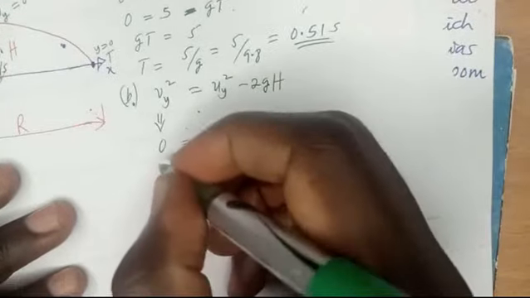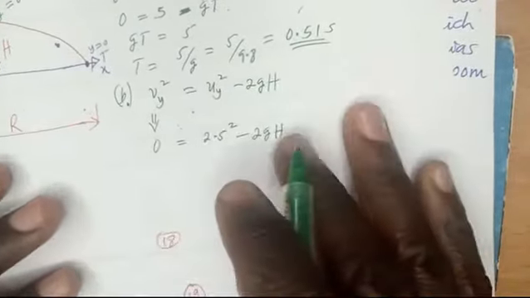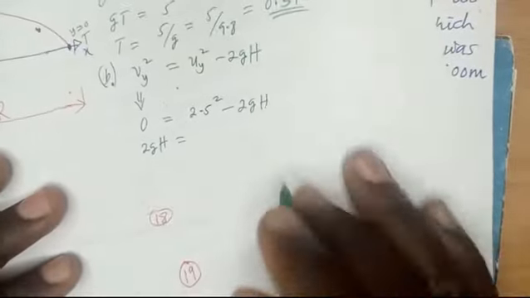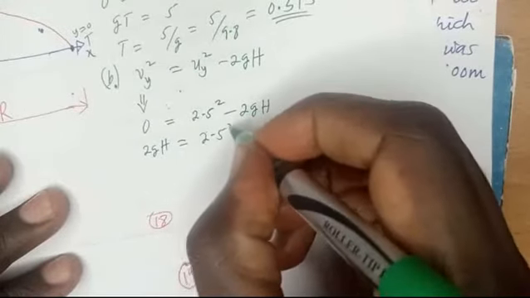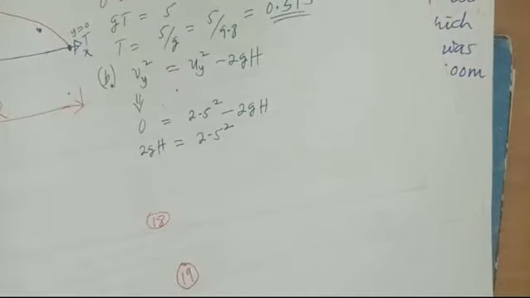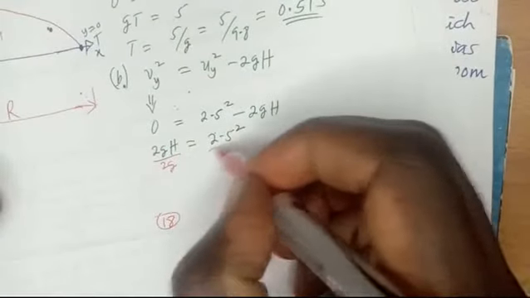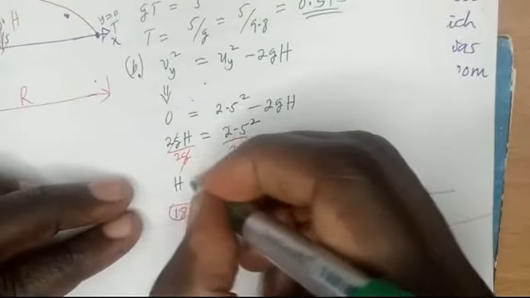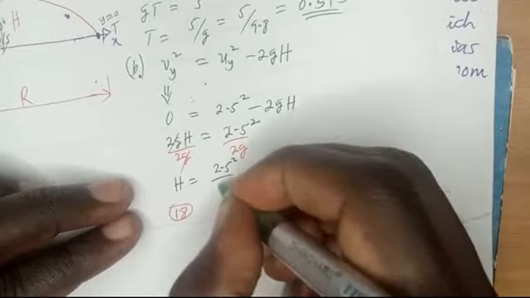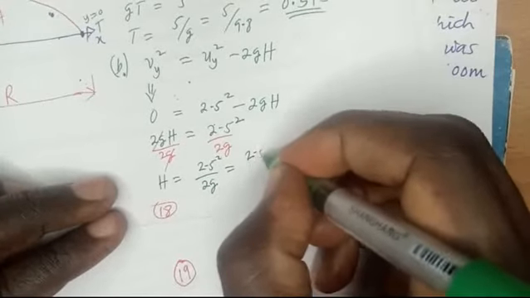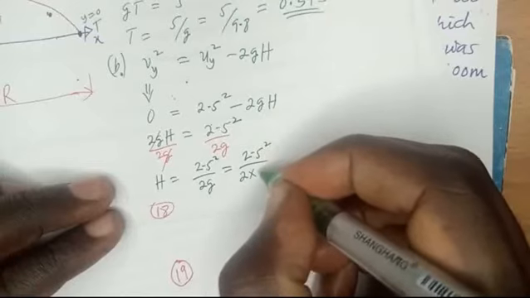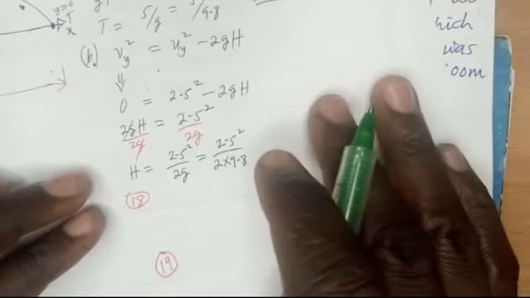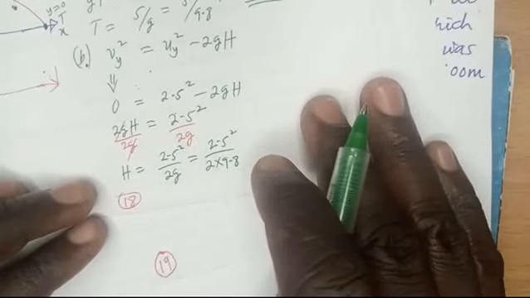Now bring this one here, it will become positive, so you have 2gh equal to 2.5 squared. Divide both sides by 2g, this cancels this, and then your h is equal to 2.5 squared divided by 2g. This is 2.5 squared divided by 2 times your g, which is 9.8, and when you multiply 2 by 9.8 you get 19.6.